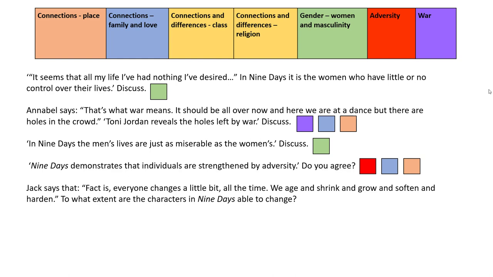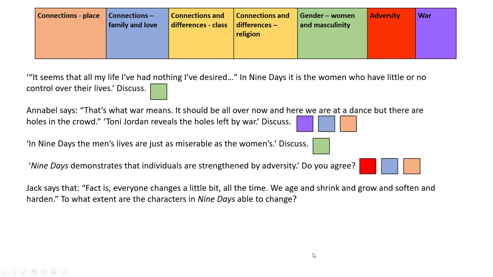But I could add on here. However, other individuals are not strengthened by adversity. Who is not strengthened by adversity? Well, Jean isn't. Why? Because she sees her role as a woman as limiting. She has strong ideas about class differences and is not open to, you know, moving beyond her very rigid way of thinking. So I could actually do a whole range of themes in that single question.